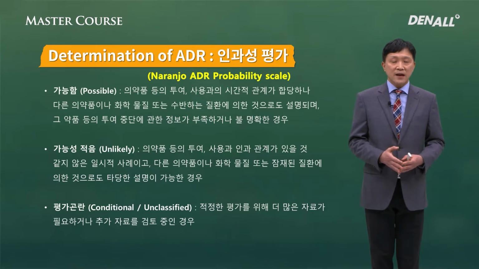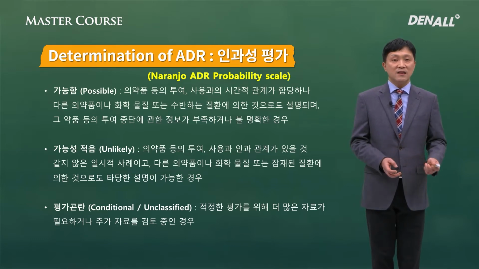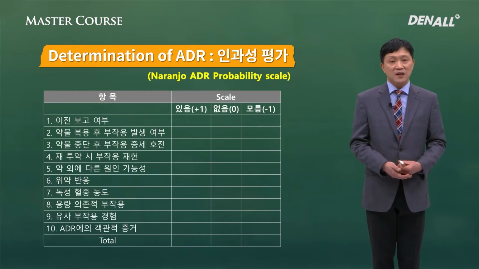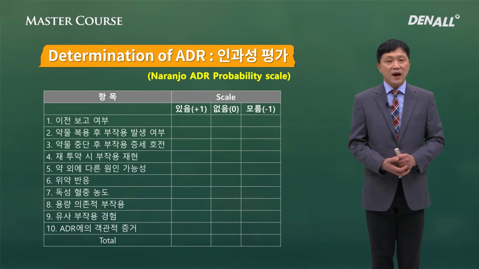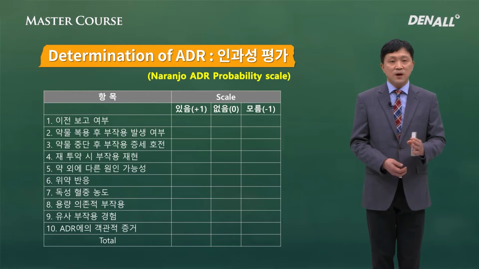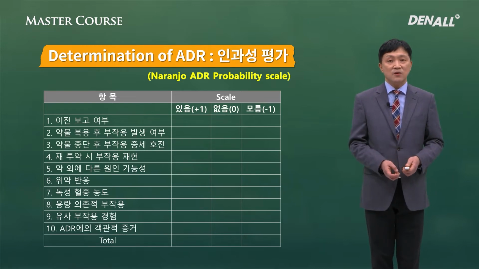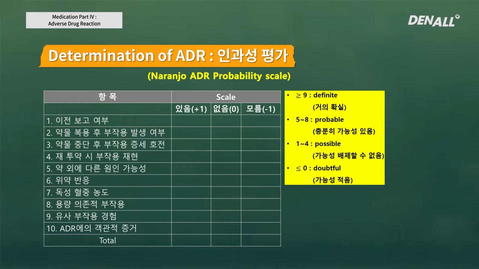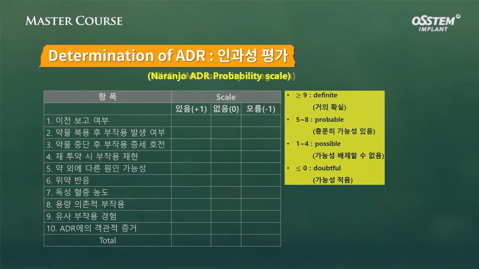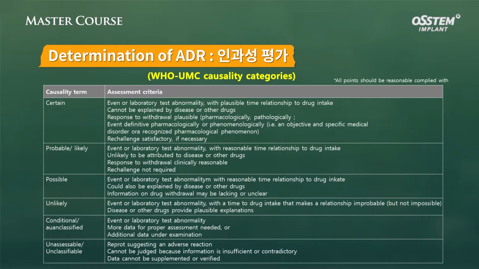So the causality, the relation to the drug, is determined using this chart. 10 items are listed. Scales are present, absent, not known. If the scale is 9 or more, definite; 5 to 8, probable; 1 to 4, possible; 0 or below, doubtful. This is how causality is assessed. Naranjo probability and other causality assessment methods are available. I don't want to go over that.